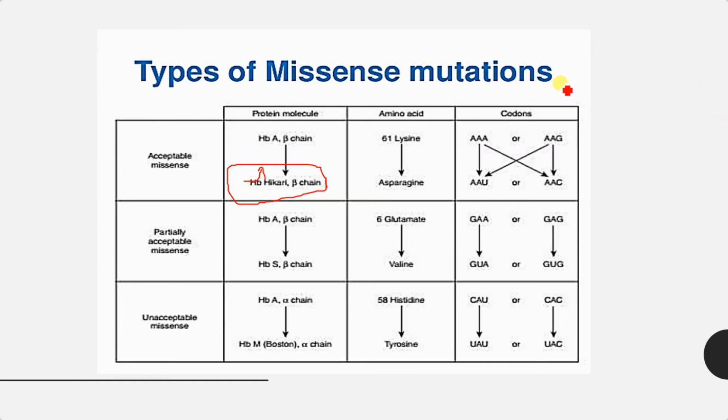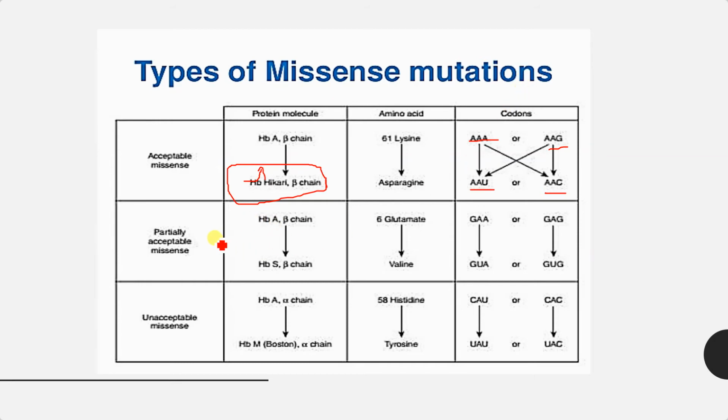Here we have a single replacement of a nitrogenous base. It may be that AAA is replaced with AAU or AAC, or else AAG may be replaced with AAC or AAU. This replacement results in the synthesis of asparagine instead of lysine in the beta chain of your hemoglobin, which encodes for the HB Hikari type of hemoglobin, which is functionally active. That's why we call it acceptable missense mutation.